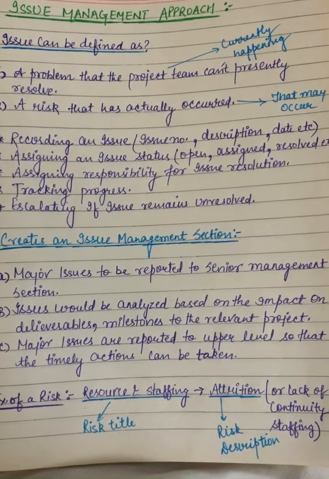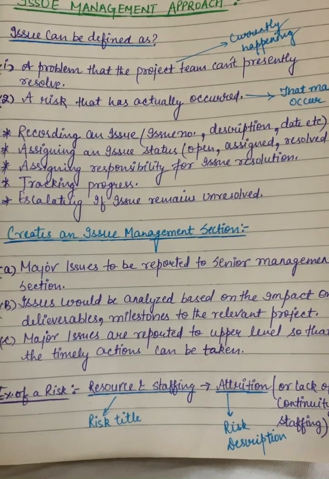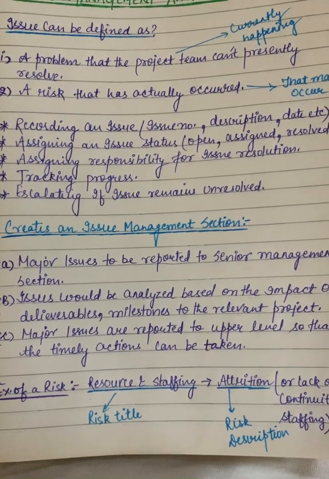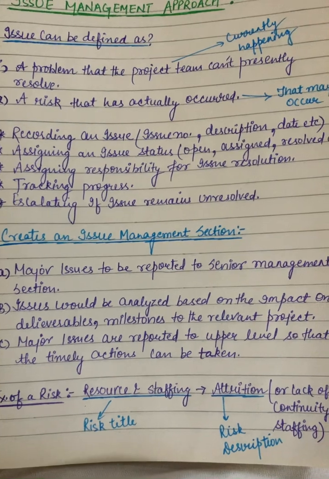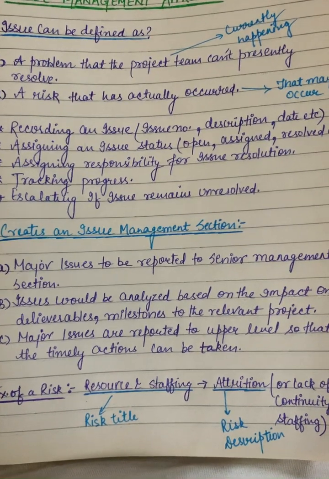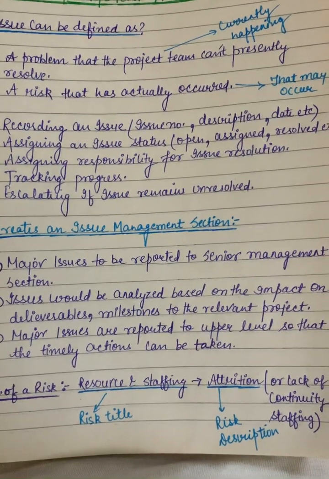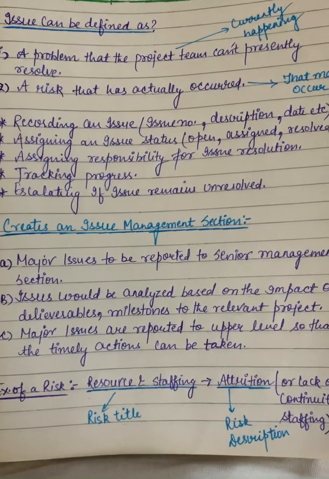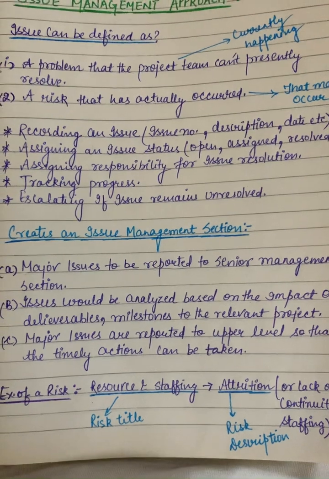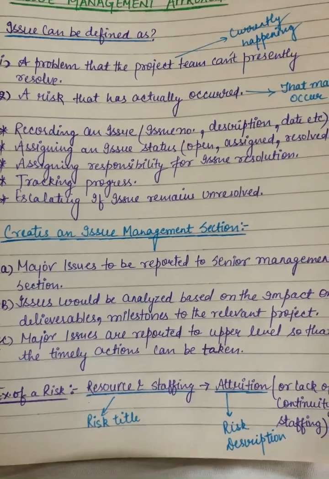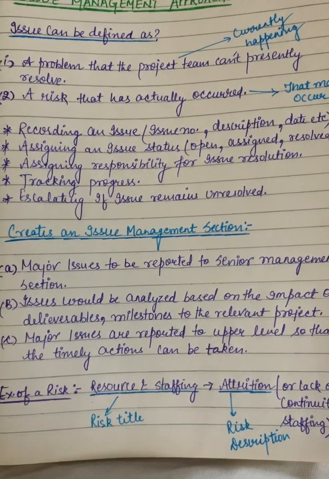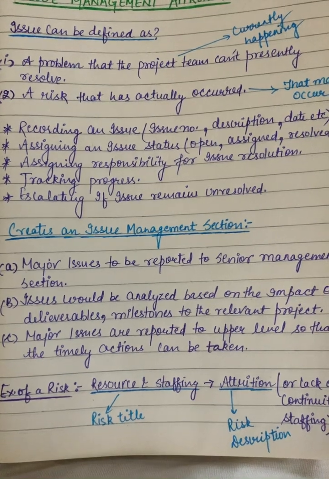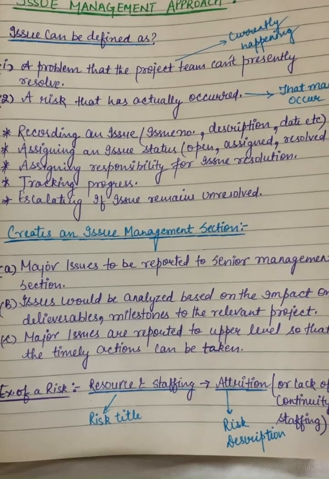So what does it include? Recording an issue. If we talk about issue management, then we have to record it with issue number, description and date, and its severity as well. It's high, medium or low, whatever it is, we need to mention that in the issue register. Then assigning an issue status. If we are recording something, we need to know the assigned state of it.